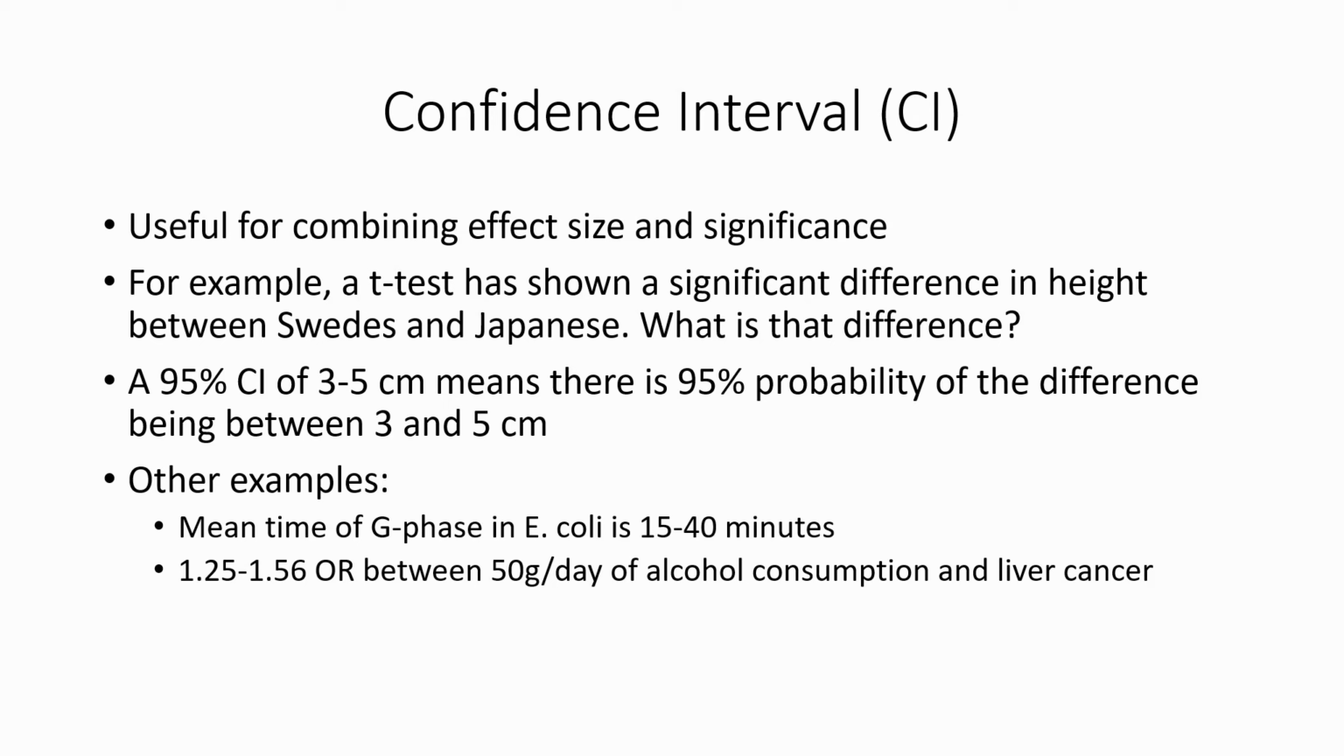Okay, so let's say that we ran a t-test and we saw that there is some difference in height between, say, Swedes and Japanese, and we want to know exactly what the difference is, and we want it to be robust to random perturbations in the data. So something that people very often do is calculate a 95% confidence interval. If, for example, we get this confidence interval to be 3 to 5 centimeters, then what it means is there is a 95% probability of the difference being between 3 and 5 centimeters.